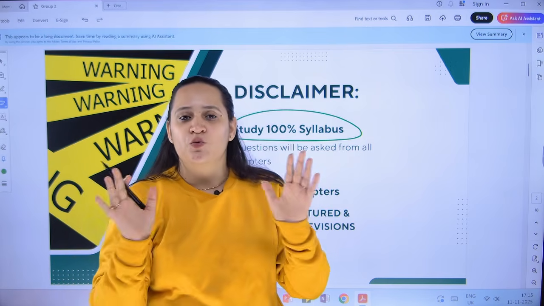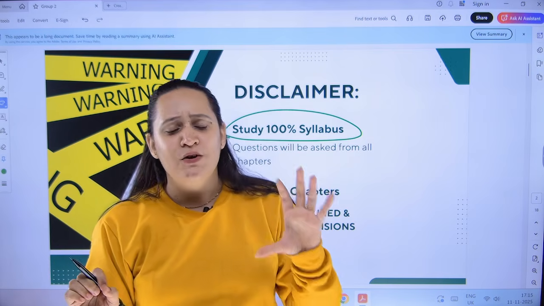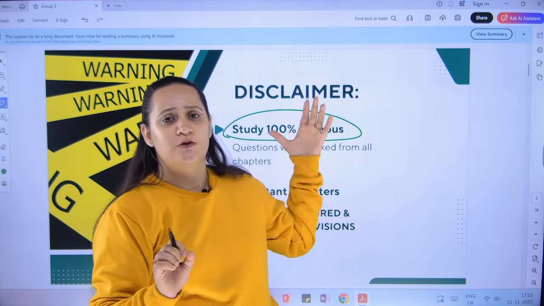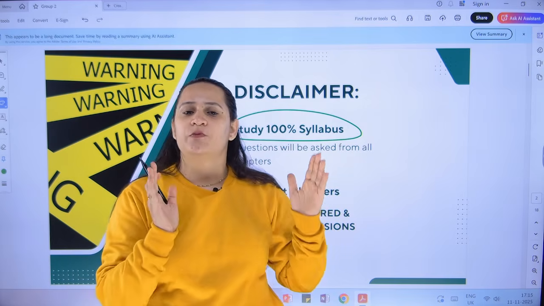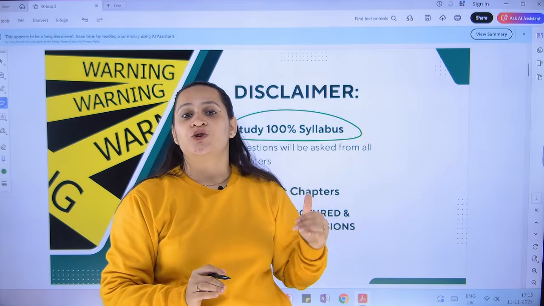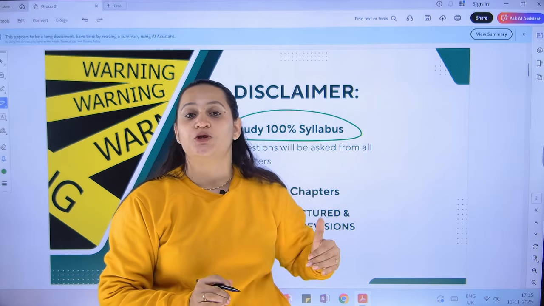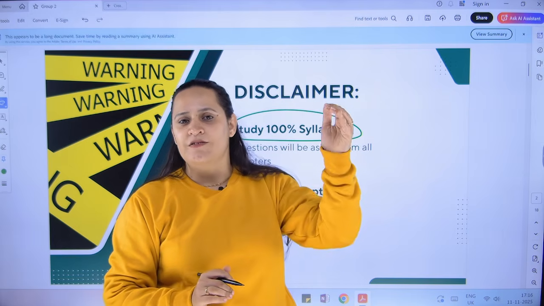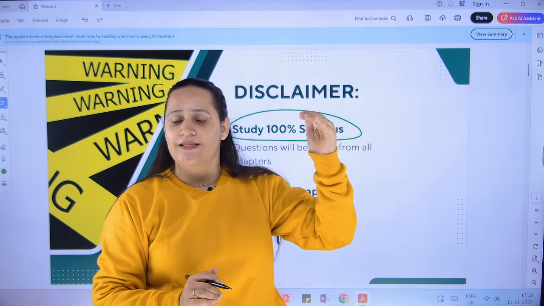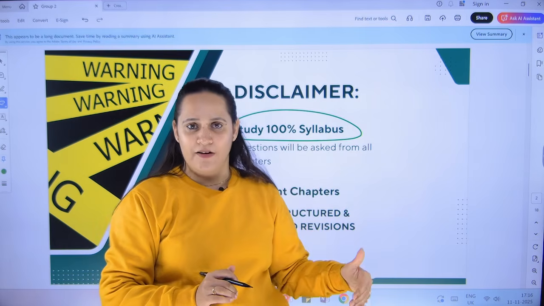It is for the purpose of two categories of students. First category, if you have already completed 100% of the syllabus, you can use this list of important chapters to prioritize your revisions. What is the order in which you should revise the chapters? Always revise with the high weighted chapters first and then go down the ladder.